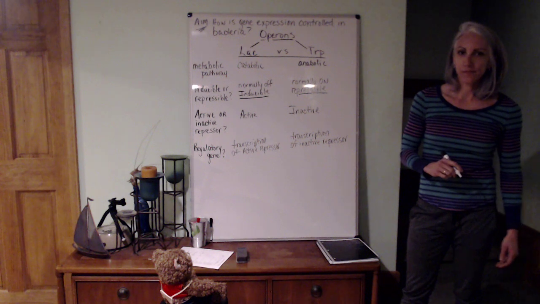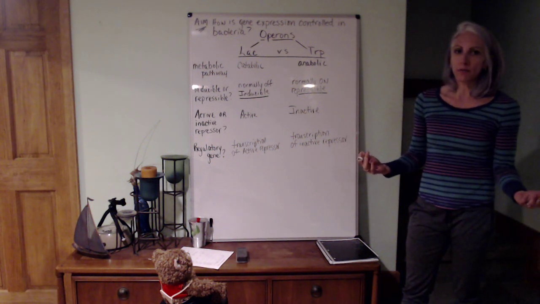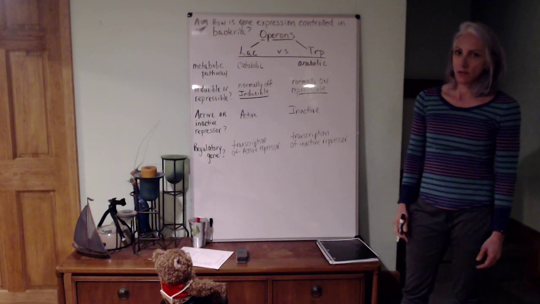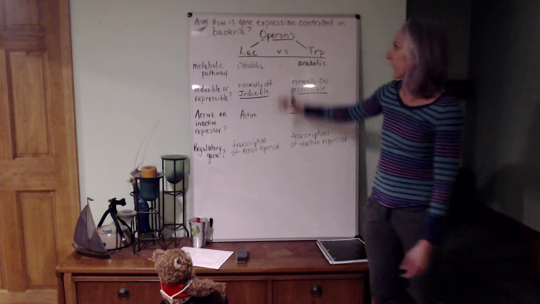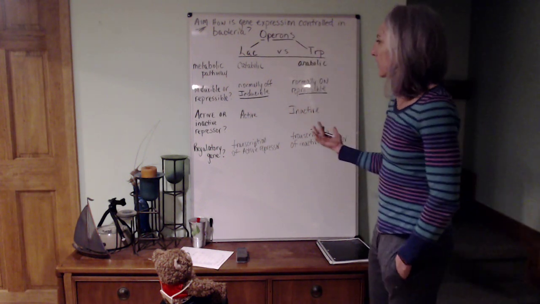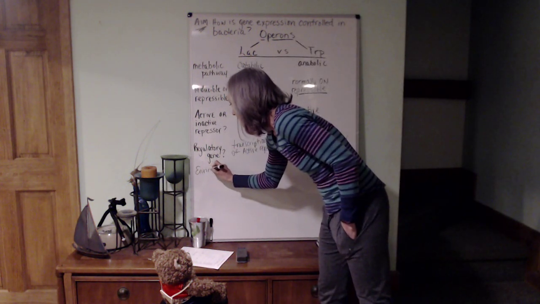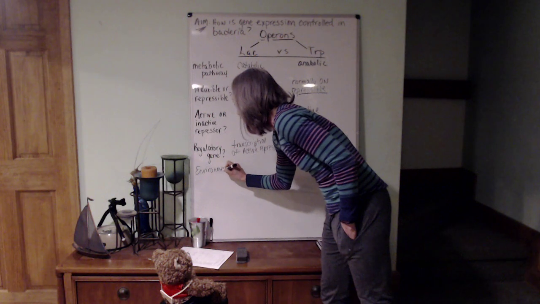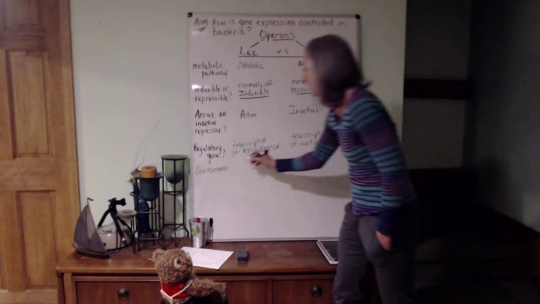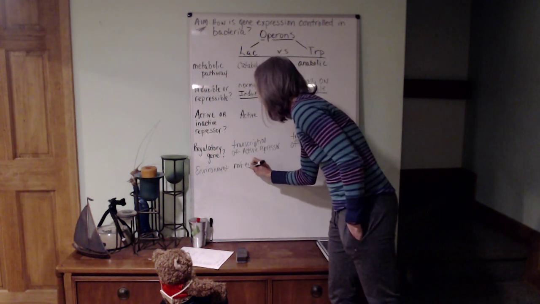Okay? All right. So, what changes in the environment to actually turn these genes on or off? Okay? And that's what we mean by gene expression. All right. So, in the environment, we'll add environment down here. The lac operon will turn on when there's not enough glucose.